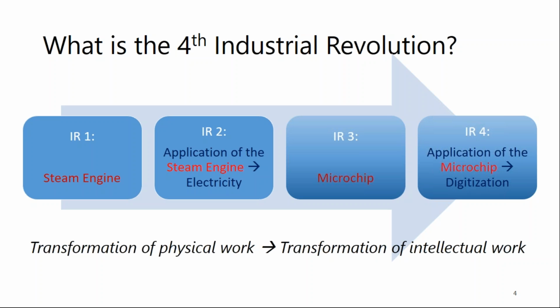The important takeaway for this slide and the way that it's set up is that the first two industrial revolutions are really about the transformation of physical work, right? You've got machines, internal combustion engines, electric motors, taking the place of human physical labor and or domesticated animals. The second two industrial revolutions are really about the transformation of intellectual work. In this case, you've got machines taking the place of the work that humans do with their brains, with their minds.